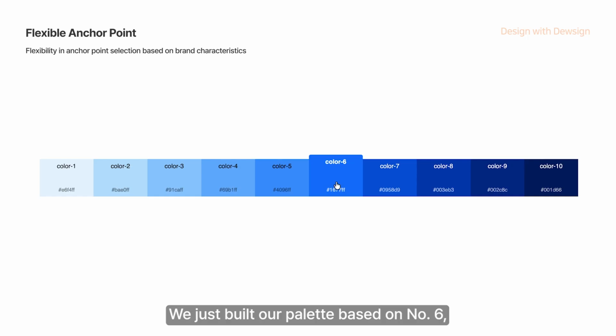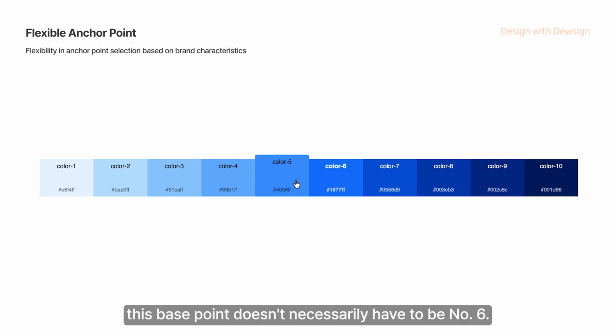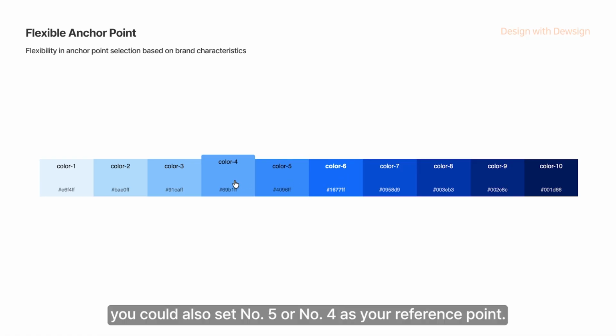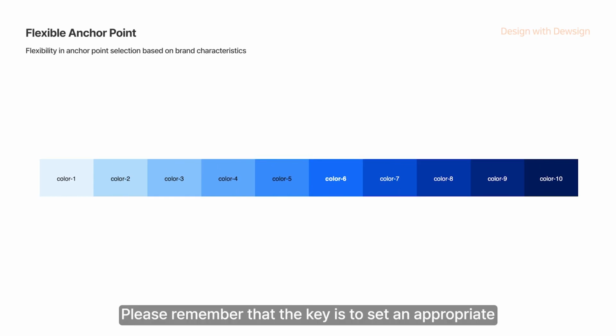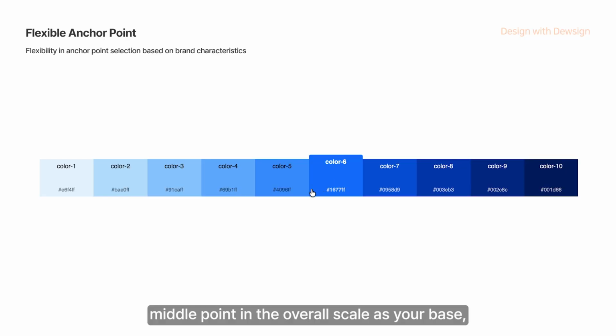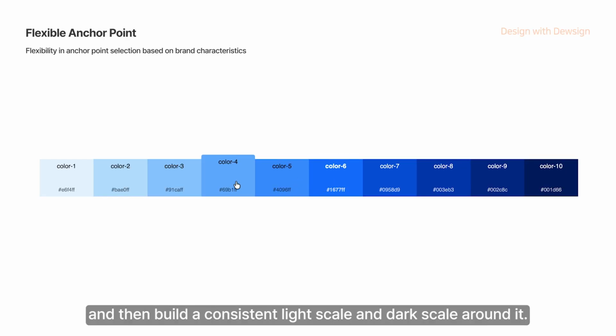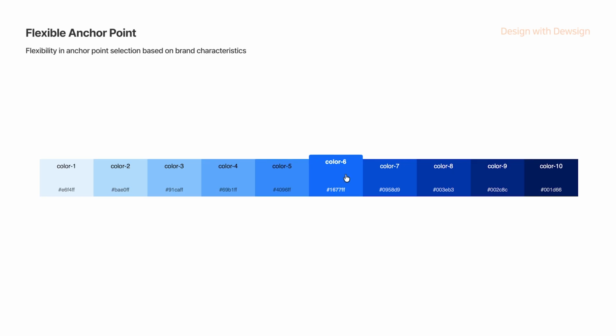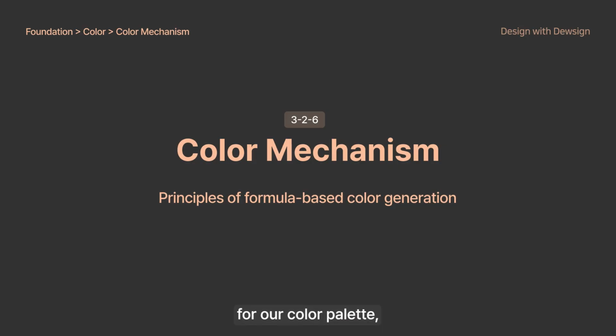We just built our palette based on number 6, but in reality, this base point doesn't necessarily have to be number 6. Depending on the inherent brightness or characteristics of your brand color, you could also set number 5 or number 4 as your reference point. Please remember that the key is to set an appropriate middle point in the overall scale as your base, and then build a consistent light scale and dark scale around it. Now that we've established the framework for our color palette, it's time to fill in the colors using mathematics. Rather than just adjusting brightness by intuition, we're going to explore the core logic for precisely calculating HSB values.